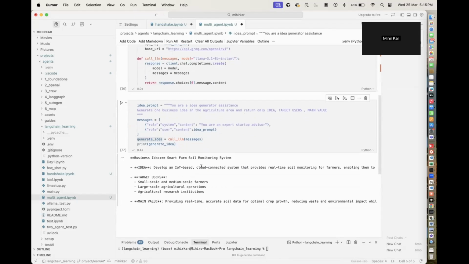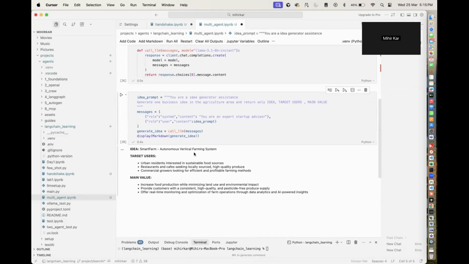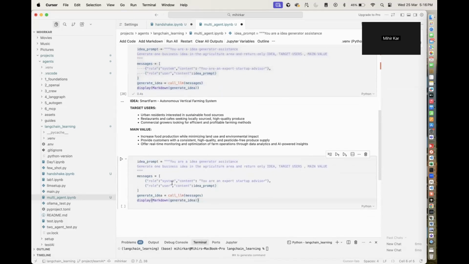Yeah, now we generate a business idea. Let me beautify this. A smart farm, autonomous vertical farming system, target user, main value. Okay, now let's create the next agent. So the next agent will be our business analyst who will find the pain points of this idea. Okay.